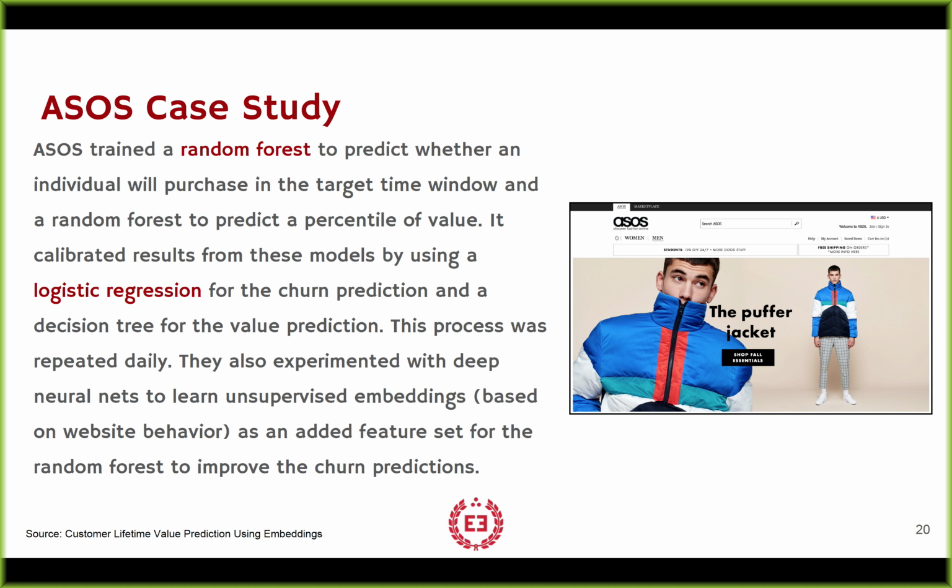When they went to the deep neural net approach, what they were trying to do was understand website behavior. So I believe that was the data that they converted to images to find embeddings or variables, patterns that were affecting this that they didn't see in their other data. And they tried to use that to improve the churn predictions. And like I said, the conclusion was, no, the logistic and the random forest together seem to be working just fine and they're much more scalable.